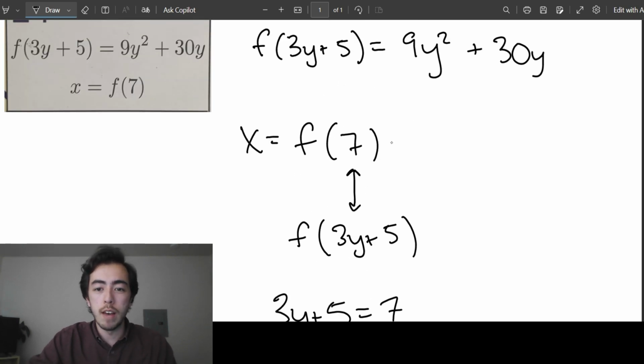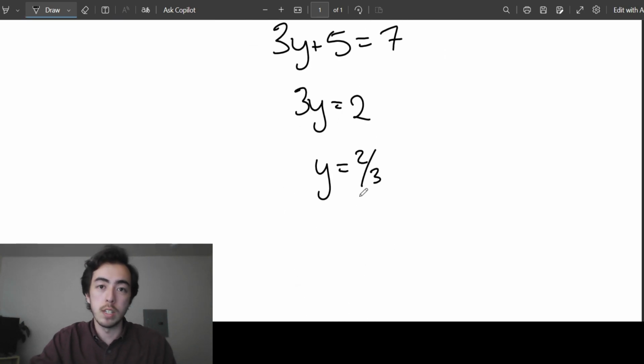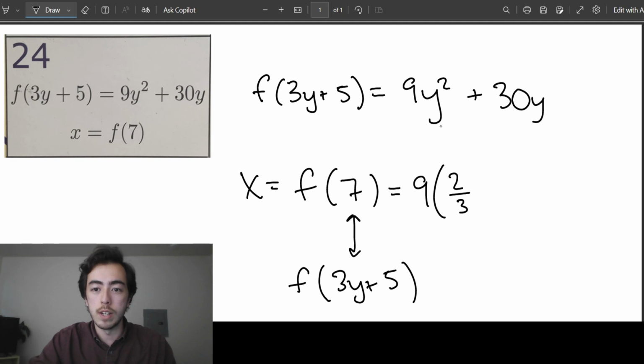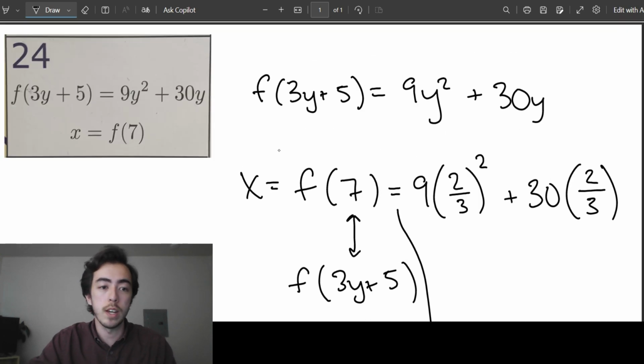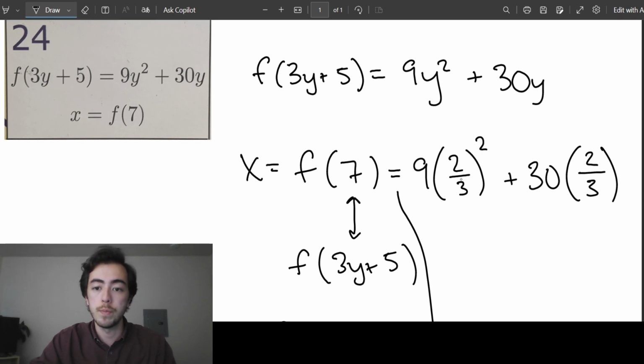So probably then f of 7 is going to be equal to 9 times, and then not 7, but 2/3, because this 7 caused my y to be the number 2/3, and so that's this y right here. So I should do 9 times y squared, and then add 30 times, and then instead of y, another 2/3. So let's just go down that path, and hopefully we can simplify this right side and get the number 24 today, because x is supposed to be equal to 24.